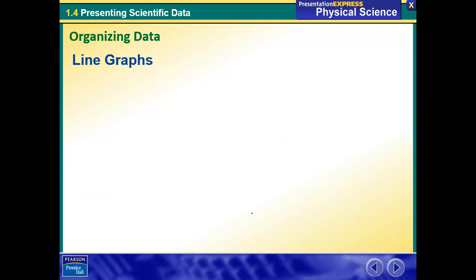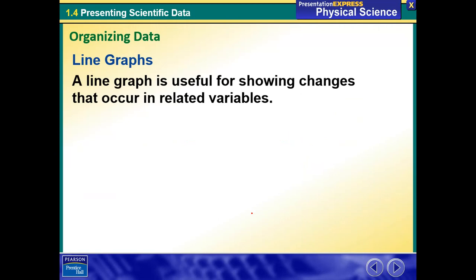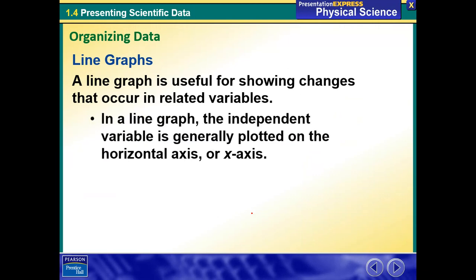Now, once we get things onto a data table, we can actually take that information from a data table and create several different graphs. The first type of graph is a line graph. A line graph is actually useful for showing how changes occur in related variables. So just like we have independent and dependent on a data table, we also are going to have an independent and dependent on graphs.